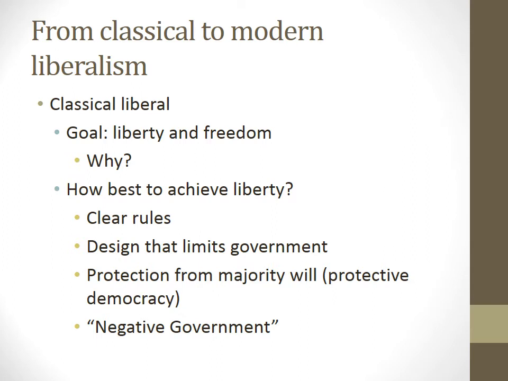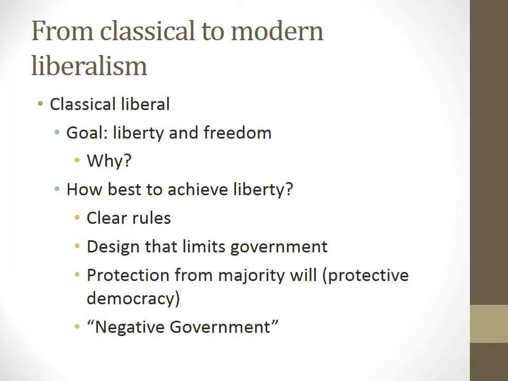So the first thing we're doing here now is looking at from classical to modern liberalism. Classical liberalism, as you should know by now, focuses on the need for government, but government that promotes liberty and freedom of the individual. The reason is that government is considered a necessary evil, that the individual is best when left alone and free to pursue whatever they want. But you need some kind of referee, and that's what government is all about.